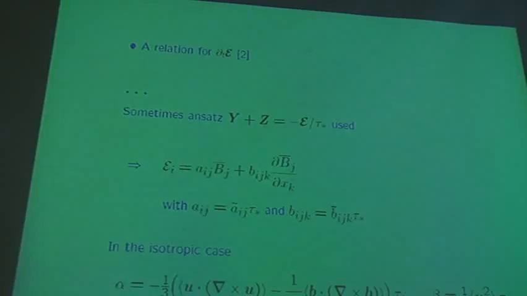I explained you need not to take solenoidal fields. You need not to take fields which satisfy the boundary conditions. Was this your question? No.